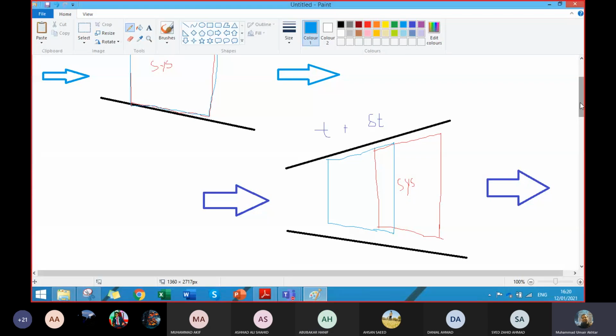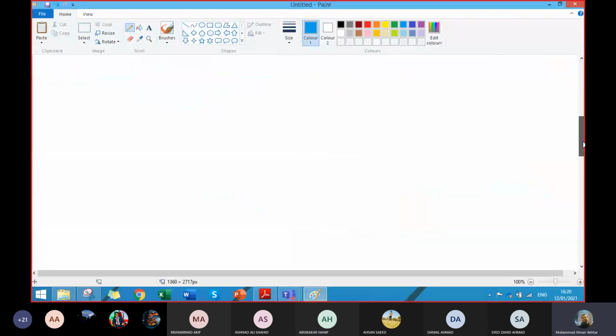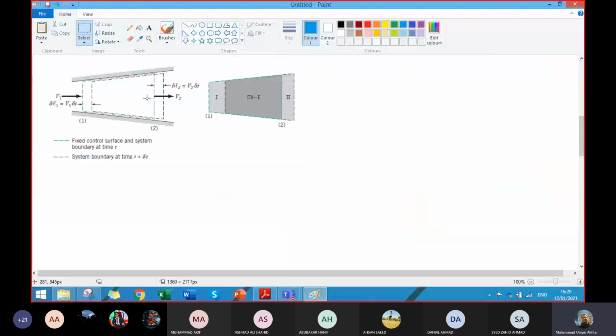Yes, sir. Clear. So now I take that picture. So this is what is happening. The system has moved here from this initial location. So if I ask you to write the property B of the system at t plus delta t, it should be equivalent to what?